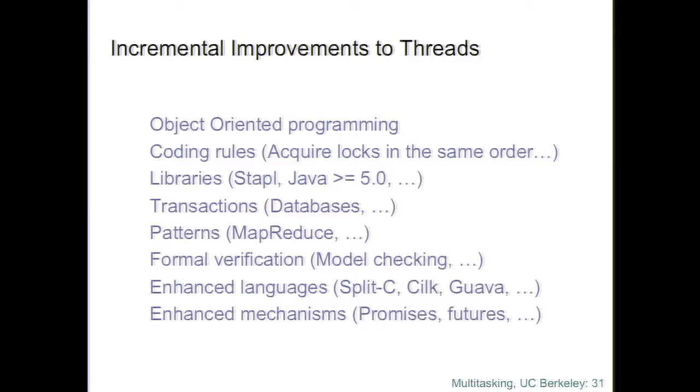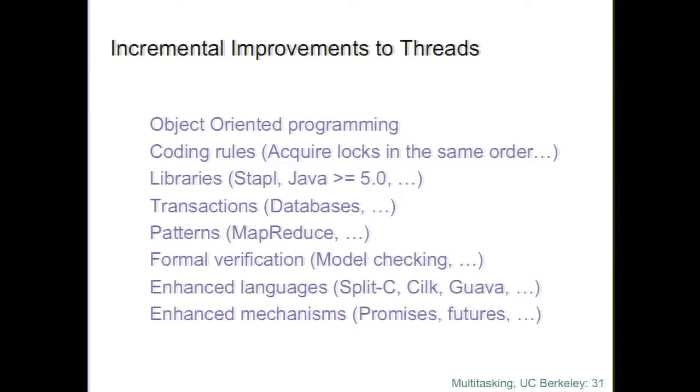And fortunately, people have invented techniques that help. Object-oriented programming helps because it hides a lot of shared variables, so it limits access and visibility of the state of your system. Coding rules: for example, if all threads acquire a sequence of locks in the same order, it's a non-trivial proof, but you can prove that you can't get a deadlock. There are libraries written by experts. The thread-safe data structures in Java were written by Doug Lea, one of the few people on the planet I trust to be able to write these programs.